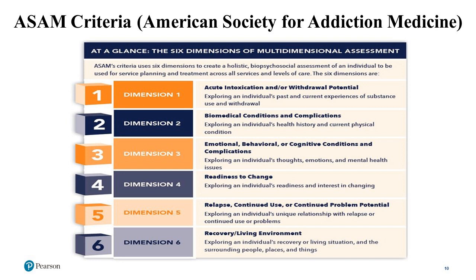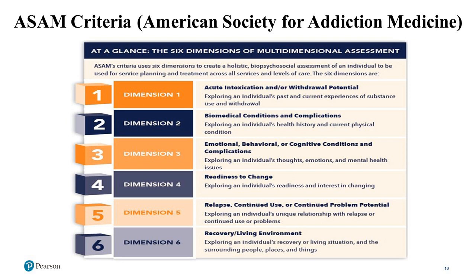So at the highest level, there is what's considered Dimension 1 of the 6 dimensions, where we are assessing acute intoxication and withdrawal potential. For folks who have this concern, we're really looking at medical intervention to stabilize. Dimension 2 has questions around biomedical conditions or complications. These would be things like, are they having, for example, liver damage or cognitive issues that have come about as a result of some of their substance use? Are they having other significant medical factors related to that?